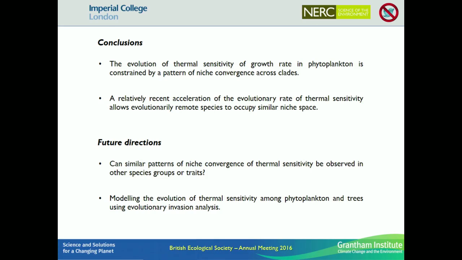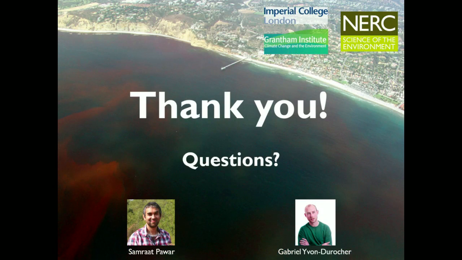And finally, I would also like to model the evolution of thermal sensitivity among phytoplankton and trees using evolutionary invasion analysis. So essentially having a resident phytoplankton cell with one particular value of thermal sensitivity and then a mutant with a different one, and have them compete under different scenarios and see what strategies are evolutionarily stable.